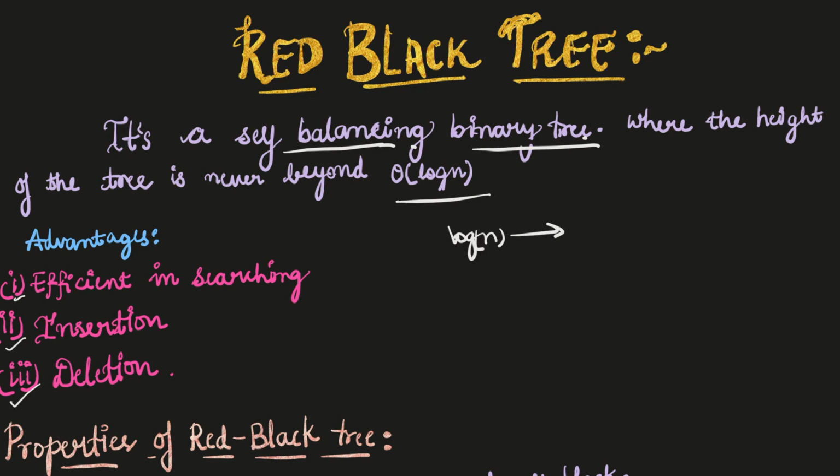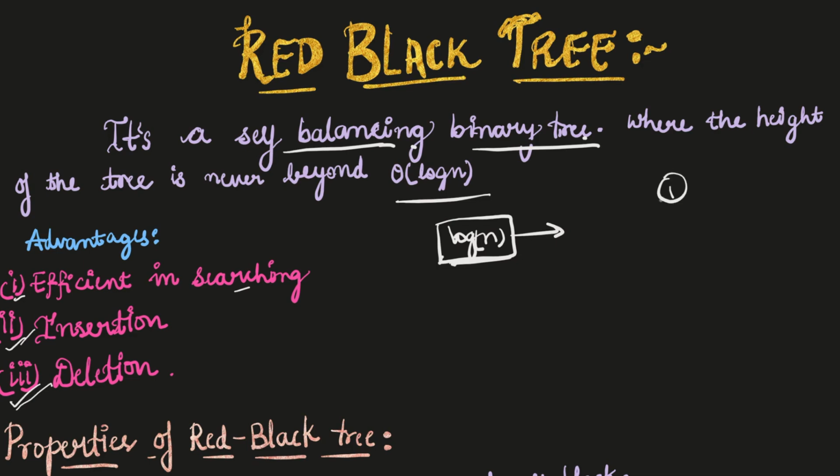Since log n is a very small value when compared to n square, 2 power n, n power n, this is a very small value when you compare it with them. Because of the short height, its advantages are in efficient searching and also insertion, and third comes the deletion. When you search for an element, if the tree is short, you can find it very easily.